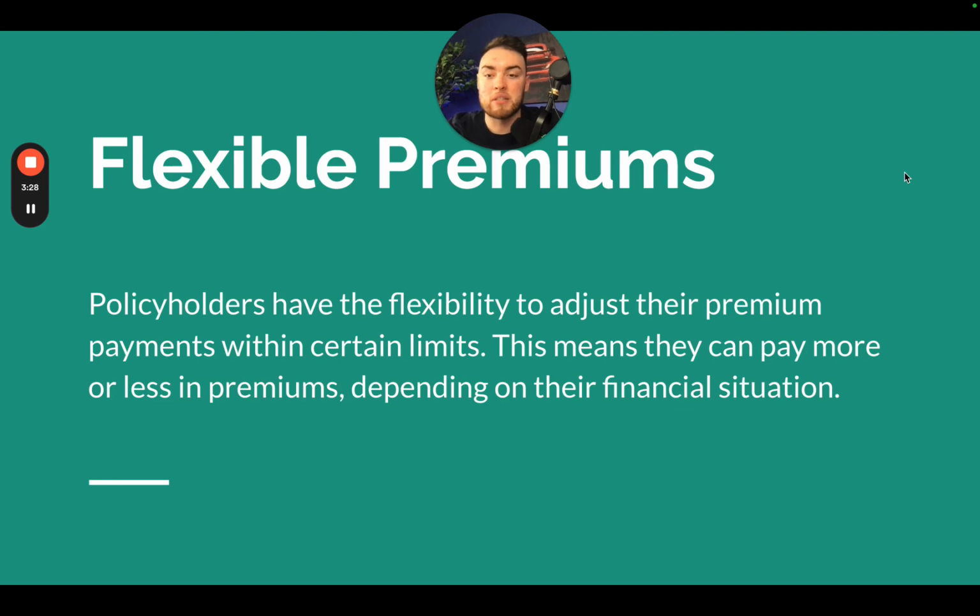Then we have the flexible premiums. Policyholders have the flexibility to adjust their premium payments within certain limits. This means that they can pay more or less in premiums depending on their financial situation, which is why I say that you can treat the IUL like a high-yield savings account on steroids, right? You can decide to save as much as you'd like or as little as you'd like, with certain limitations, but we structure it to fit within your needs.